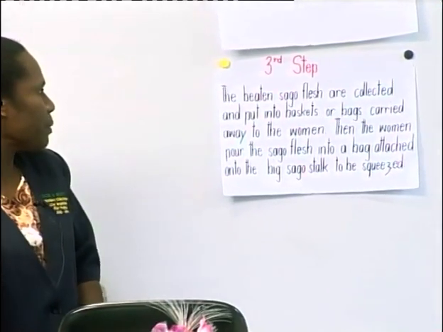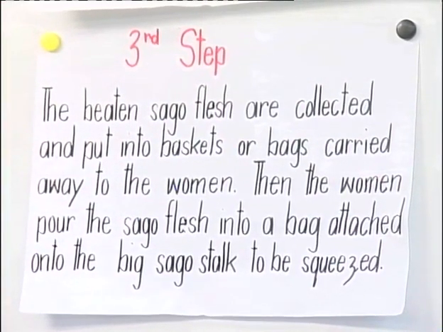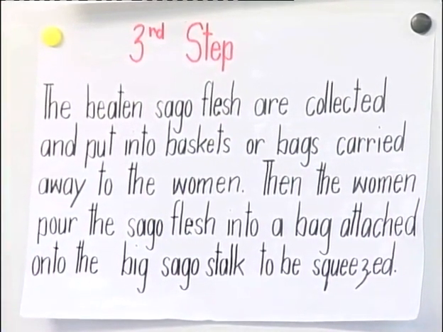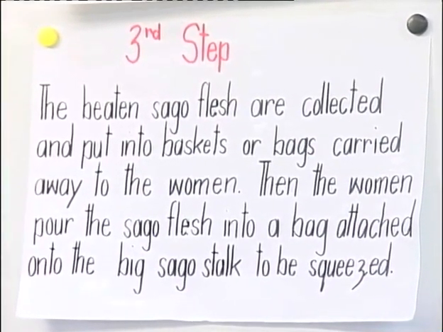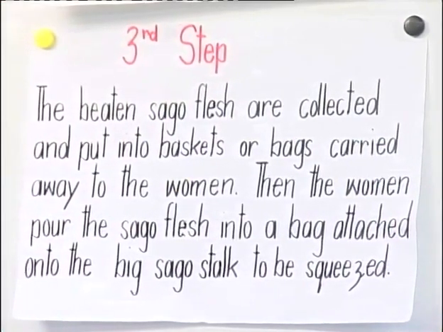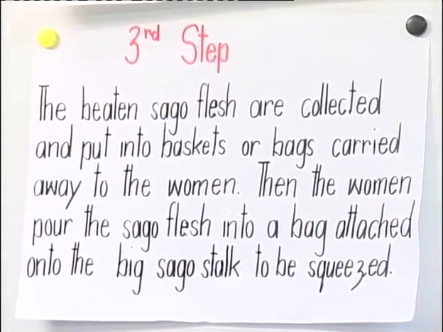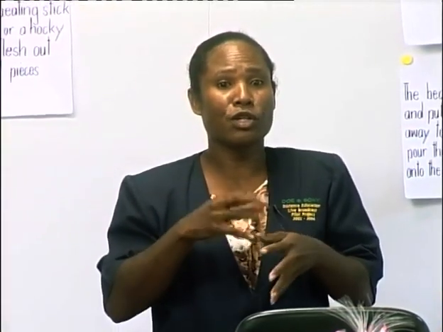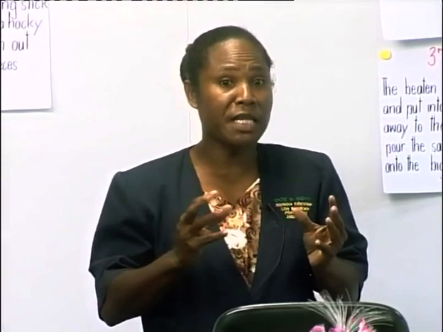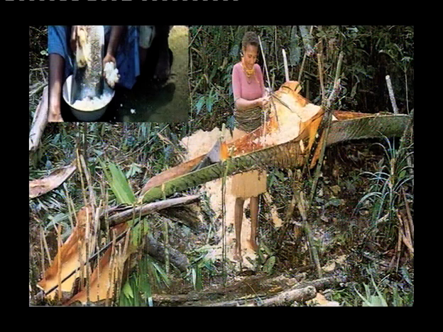On the third step, the beaten sago flesh is collected and put into baskets or bags and carried away to the women. Then the women pour the sago flesh into a bag attached or sewn onto the big sago stalk to be squeezed. The squeezing makes the flesh into small bits and pieces, because when they are beaten, some of the flesh is big. So the ladies have to squeeze them, ready for the processing of the juice.